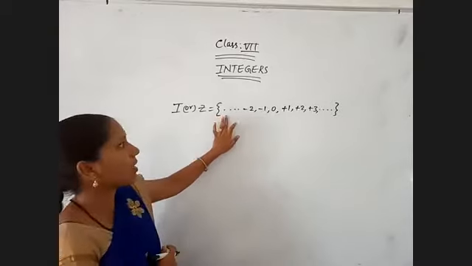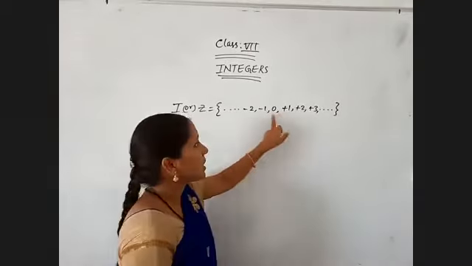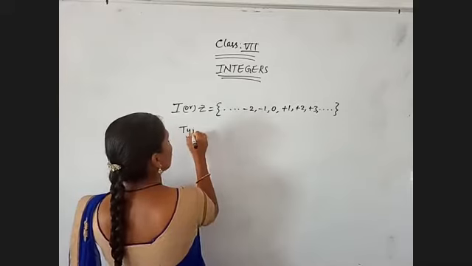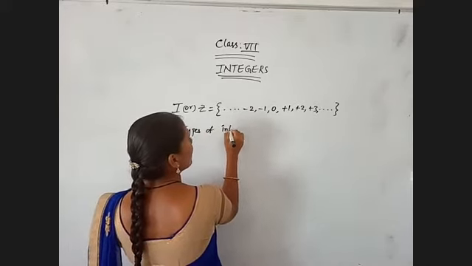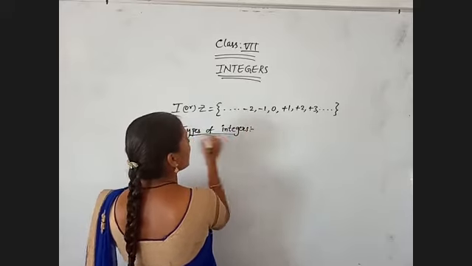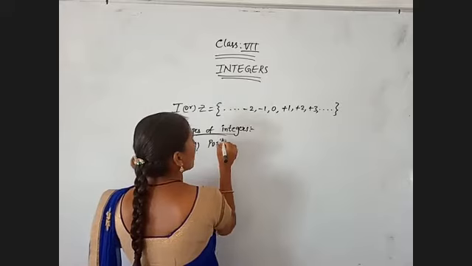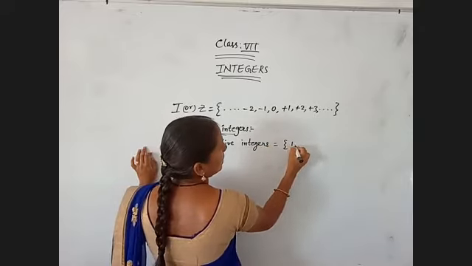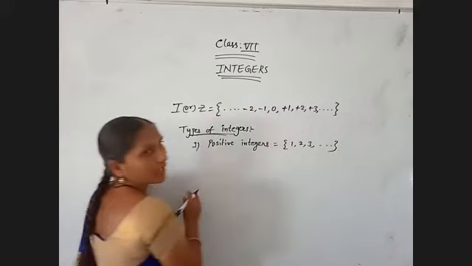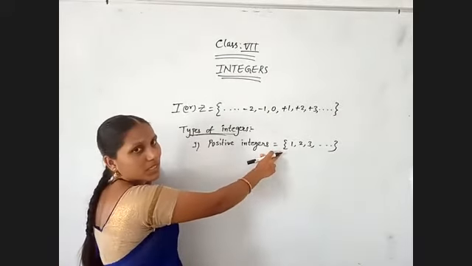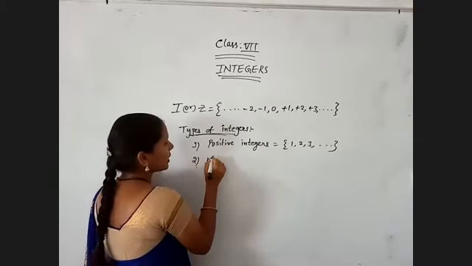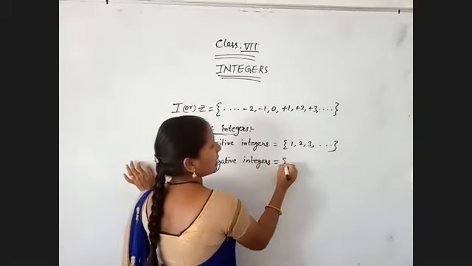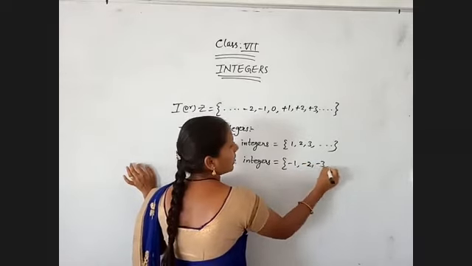And there is no least integer, no highest integer. 0 is an integer which is neither positive nor negative. So here we have types of integers, total 4 types. The first one, positive integers. Positive in the sense the integers have only a positive sign: 1, 2, 3, and so on. All these are positive integers. That means all the natural numbers represent positive integers. Second one, negative integers. Negative integers are nothing but the integers like minus 1, minus 10. All those are called the negative integers.